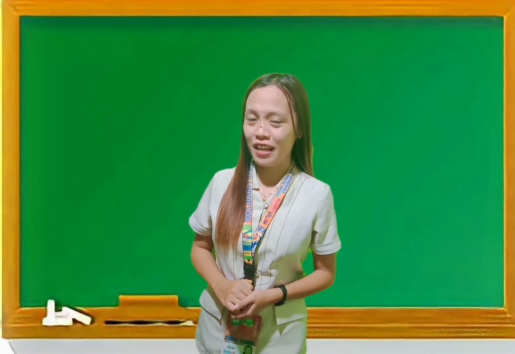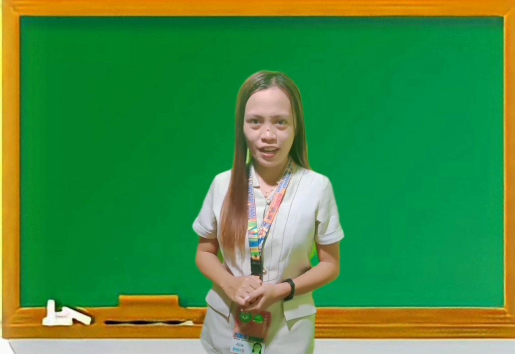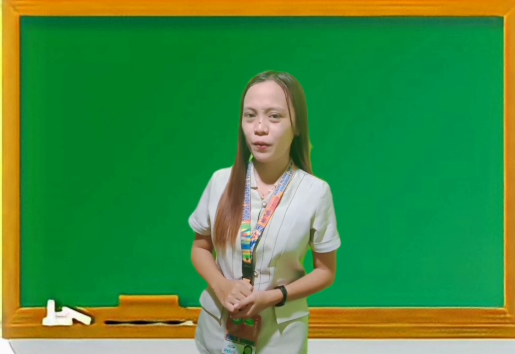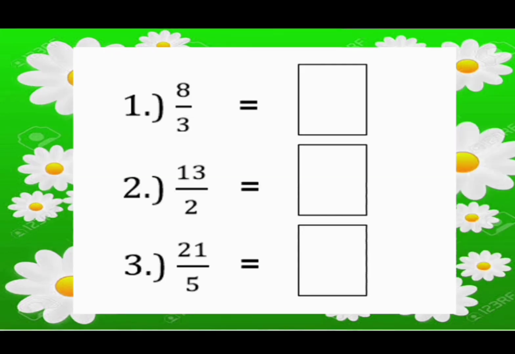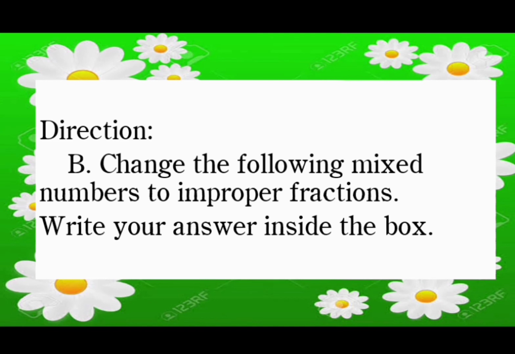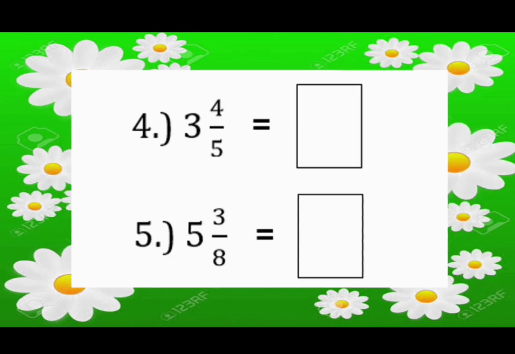Let's see if you really understand our discussion this morning. Let us have a short quiz. For letter A, you need to change the following improper fractions to mixed numbers. Write your answer inside the box. For letter B, change the following mixed numbers to improper fractions. You will also write your answer inside the box.